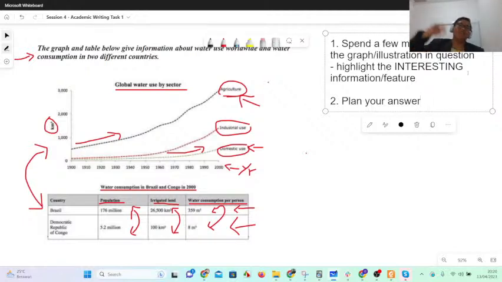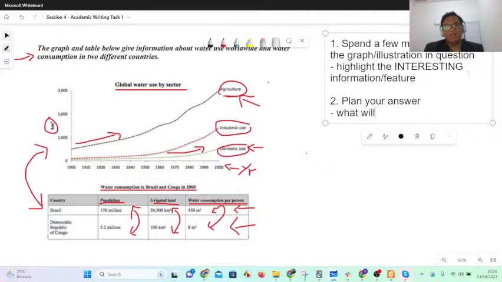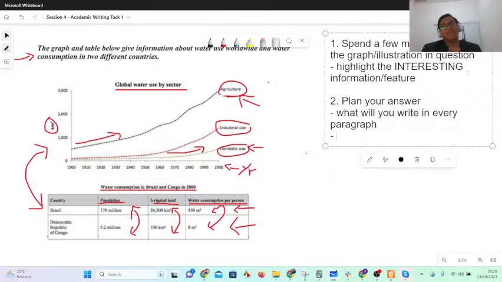So after that, if you feel like, oh wait, those are actually a lot of features, that's where you basically need to carefully plan out your answer. So that means, what will you write? Let's put that in mind. What will you write in every paragraph? Of course, there's a template, so we'll talk a little bit about that. What will you write in every paragraph? What data will you show, etc., etc.